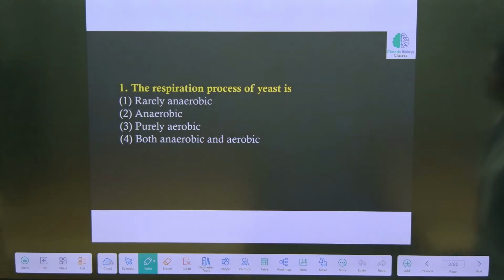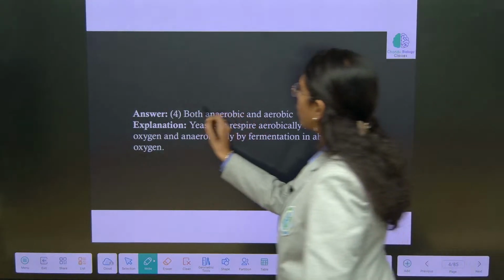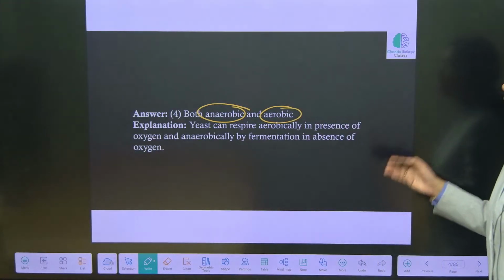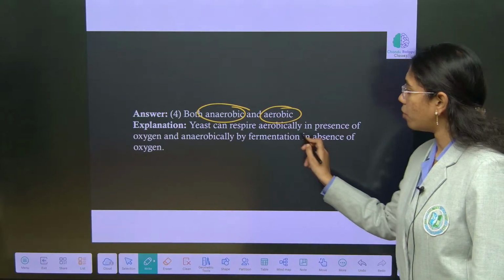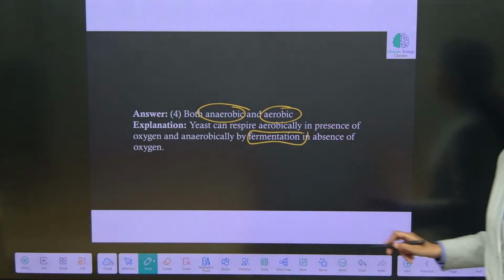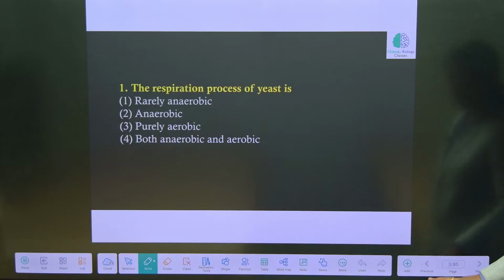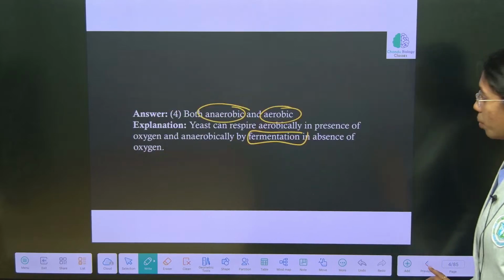Respiratory process of yeast. Take 1 minute and answer. Here will be your answer. It conducts both anaerobic and aerobic modes of respiration. Yeast can respire aerobically in the presence of oxygen and anaerobically by fermentation in the absence of oxygen. It is not an obligate aerobe or an obligate anaerobe. It is a facultative aerobe.